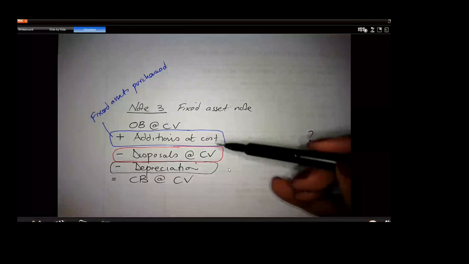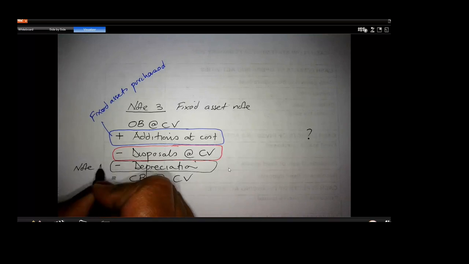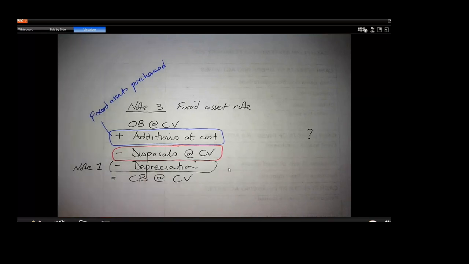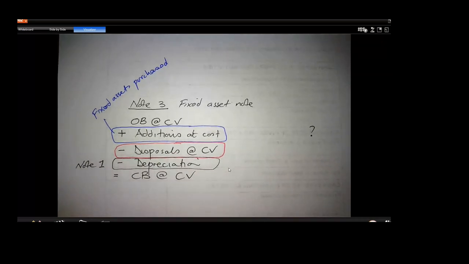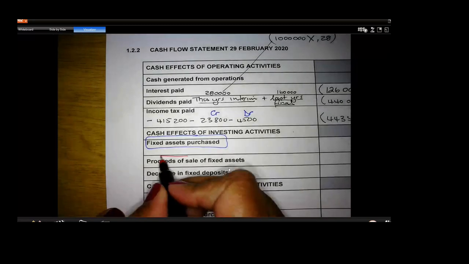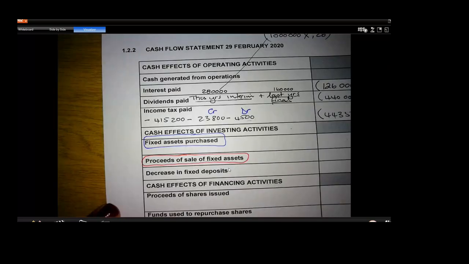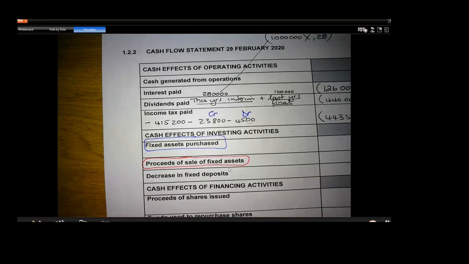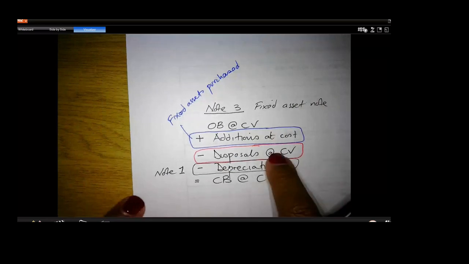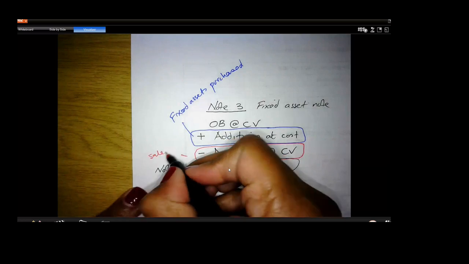All three amounts are important for the cash flow. That there is important in note 1 of the cash flow. That there is also part of my investing activities, and I'm going to turn around now. There it is, proceeds from the sale of fixed assets. We don't have note number 1, so I can't show you where depreciation is, but that and that I can, and depreciation I can calculate in this note, in this calculation. So this is from the sale of fixed assets.